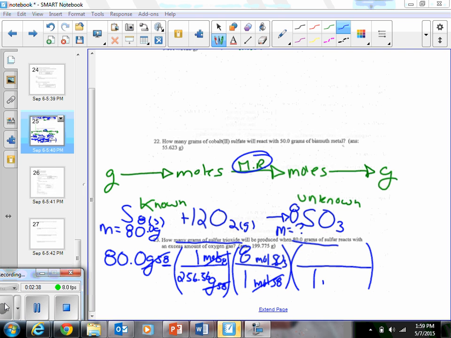So we'll cancel moles of SO3 by putting it on the bottom per gram of SO3. So we have 80.07 grams of SO3. Moles of SO3 cancel, and we're left with grams of sulfur trioxide, which is what we were solving for. And the answer is 199.775 grams. If I round this correctly to the significant digits, it's going to be 200 grams of SO3.